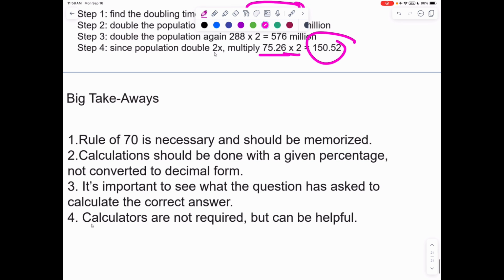All right, some quick takeaways. Rule of 70 needs to be memorized. Calculation should always be done with the percentage. That's very important, not the decimal. Always look at the question to see how it's being asked and how to calculate that correct answer. And calculators are not required. Don't forget that, but they're always helpful.